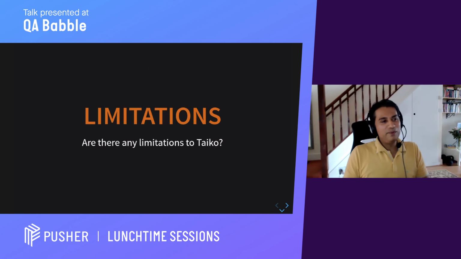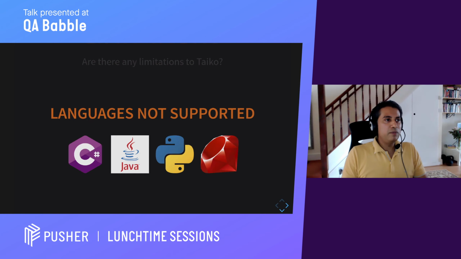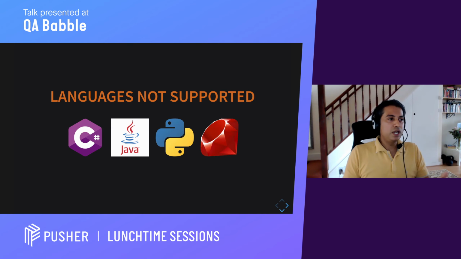But before we go to the demo, I just want to talk about the limitations as well. Taiko does have some limitations. It doesn't support C Sharp, Java, Python, or Ruby. So suppose you already have an existing framework and your devs already use C Sharp, Java, Python, or Ruby, then unfortunately you can't. But you can still start very quickly to build a new framework using Taiko.